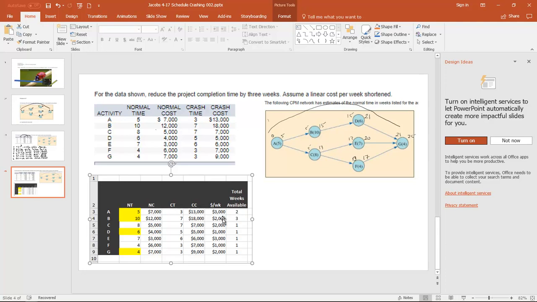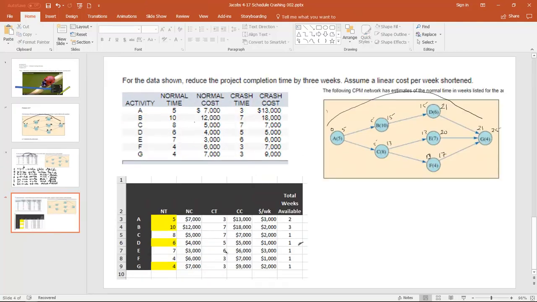B looks like a better deal. It only costs us $2,000 to shorten that by a week. Continuing down below, we see that D only costs $1,000 per week, and G is $2,000. So it's clear that at D, if you remember, the only number of weeks available for D is only 1 week. It's cheap, but there's only one option there, okay?